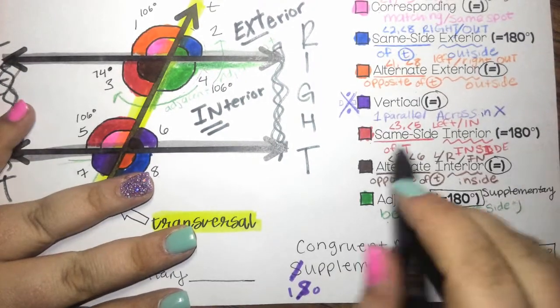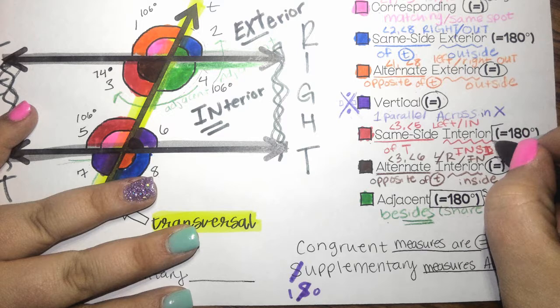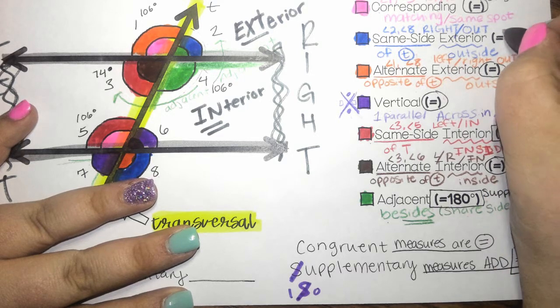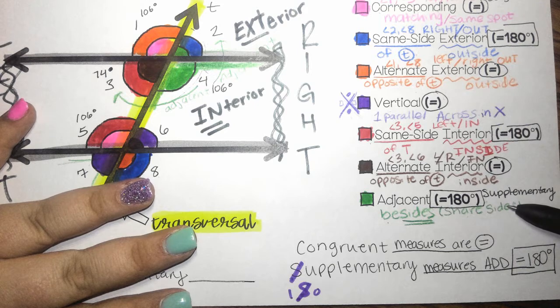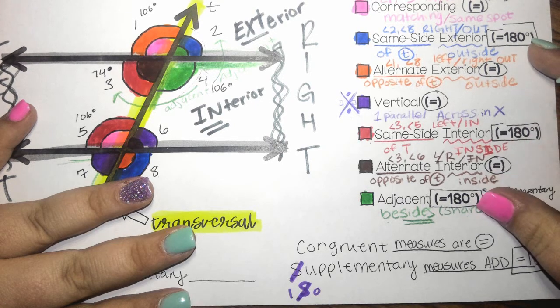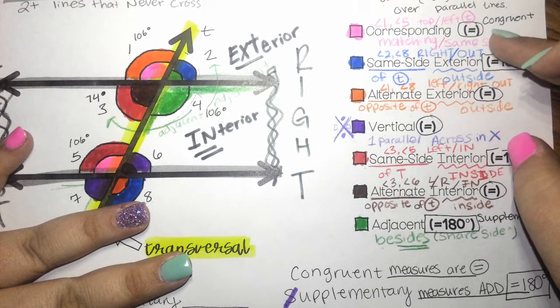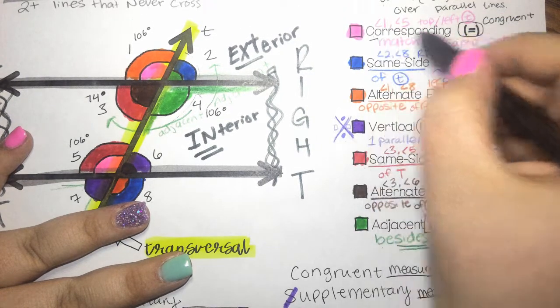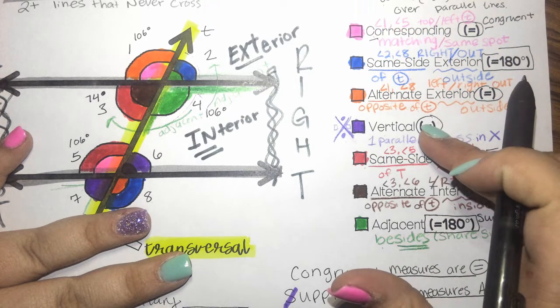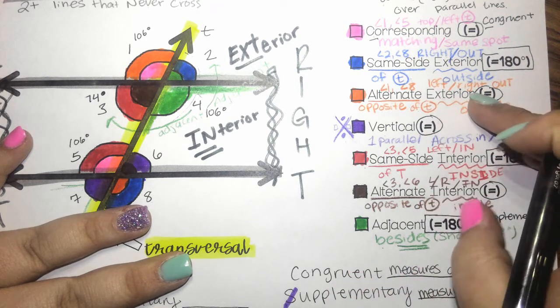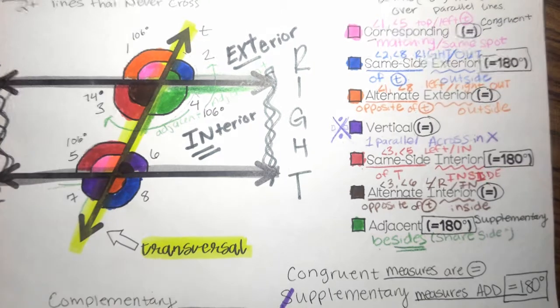Other supplementary angles, if you have anything that's same side, if it's same side, then they're 180 degrees. And if they're adjacent, 180 degrees. Same side, adjacent, 180. Corresponding, congruent. Vertical across, congruent. And alternate, congruent. That is all of the notes I have for this.